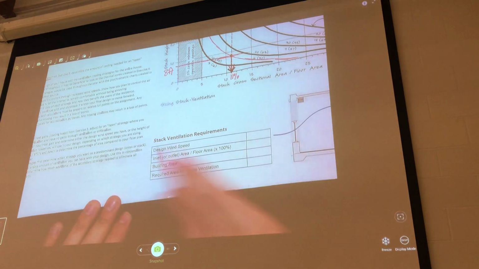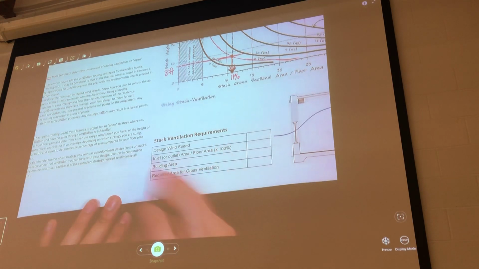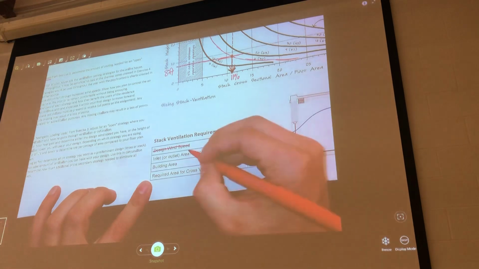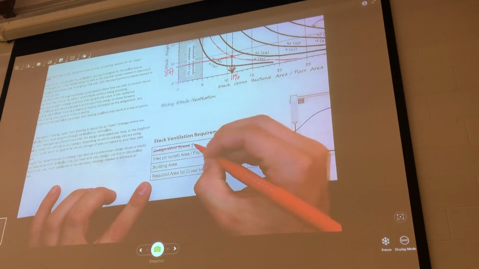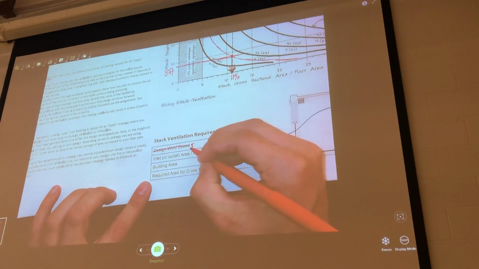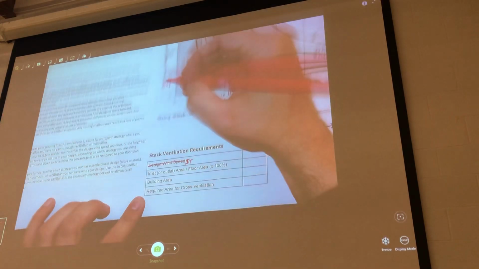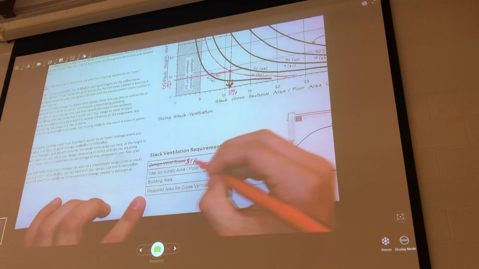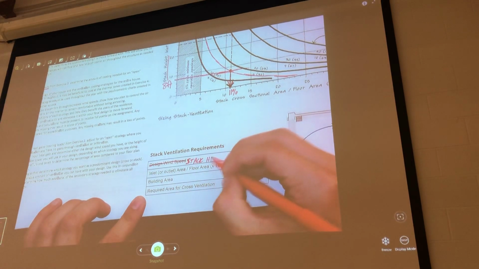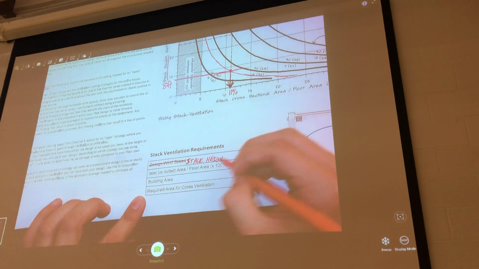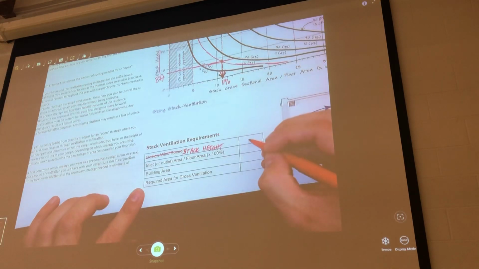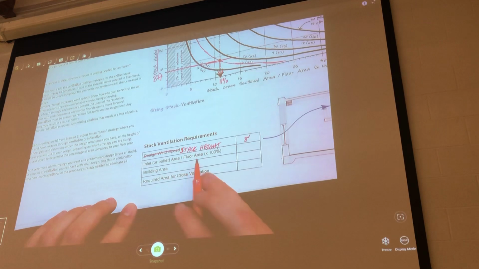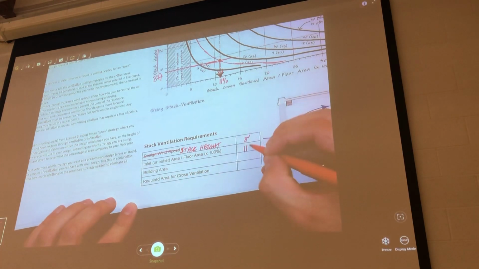So, for our stack ventilation requirement, I know it says design wind speed, we're going to cross that out, and we're going to put tower height. So our stack height, it's actually called stack height. We'll name it exactly the same thing that it's actually called here. So our stack height is 8 feet. Our inlet, our outlet area is 11%.